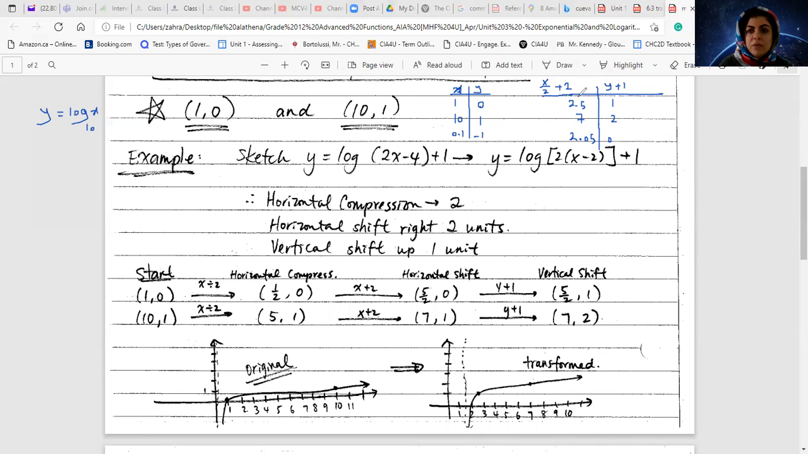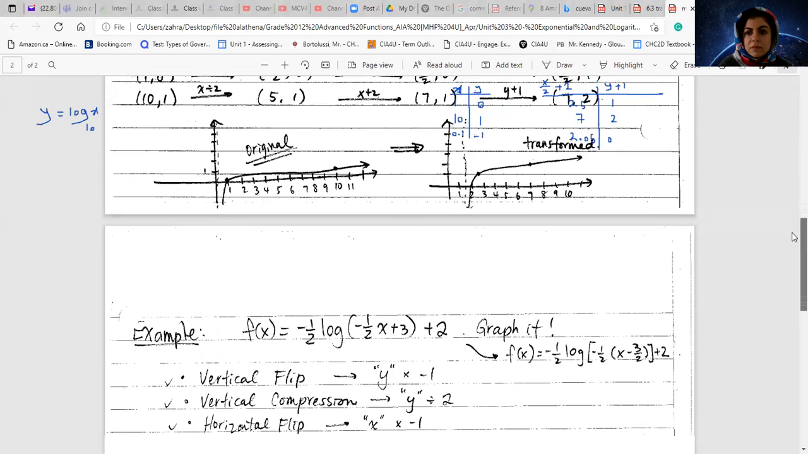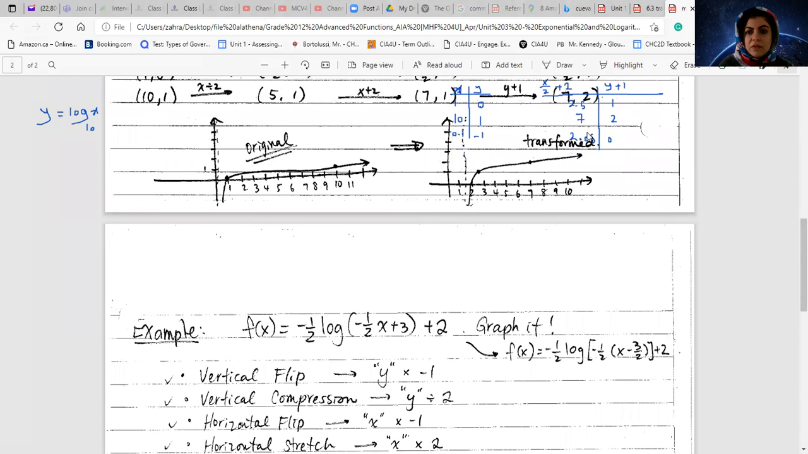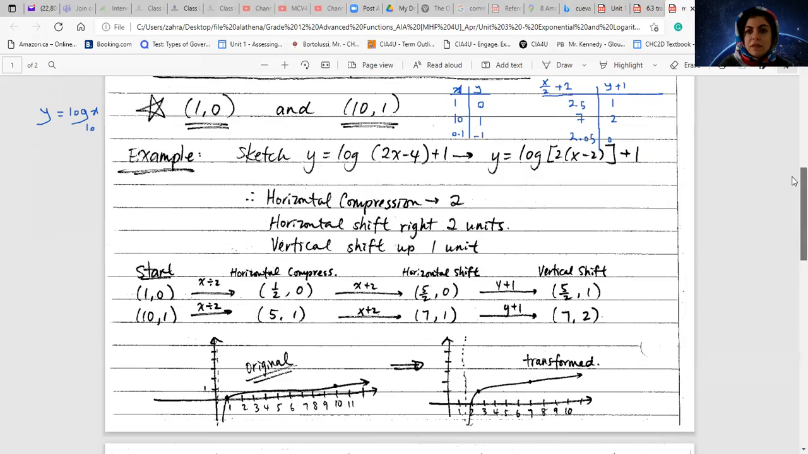I have these 3 key points. I can graph that. I'm going to put this one down a little bit. See this point I have? I have 7 and 2. This is this point. I have 2.5 and 1, this is this point. And I have the x-intercept approximately here. Just connect these points. Make sure you have a vertical asymptote.